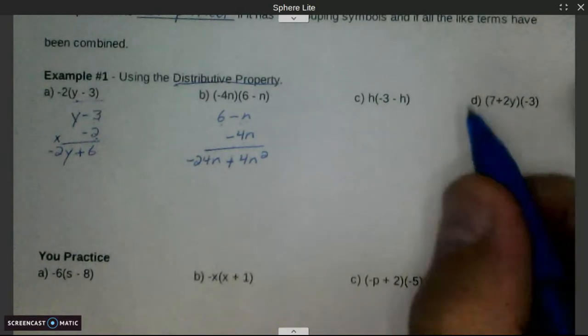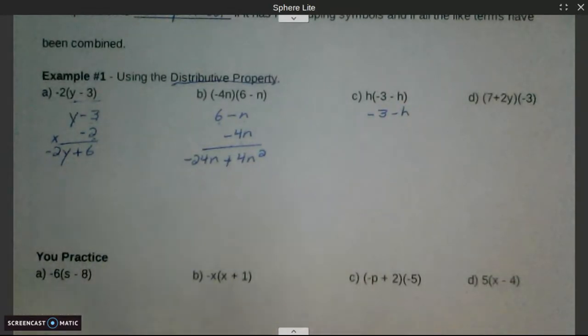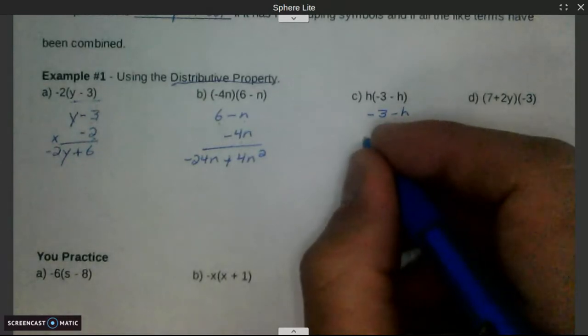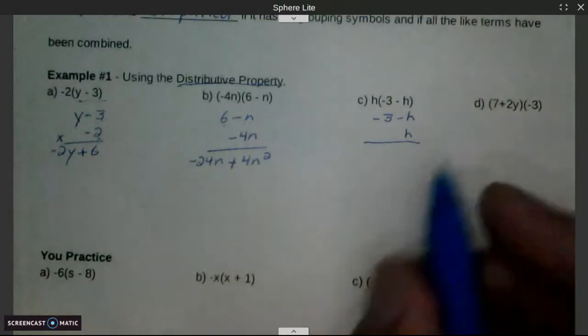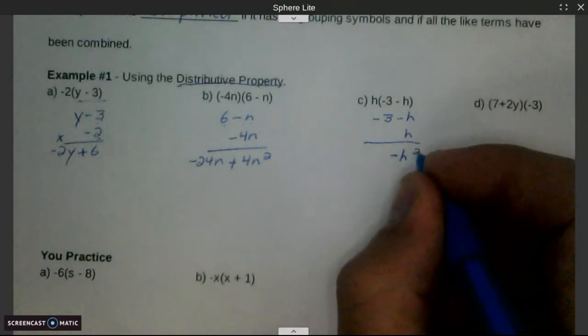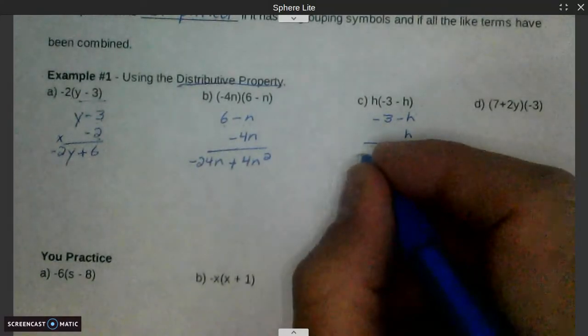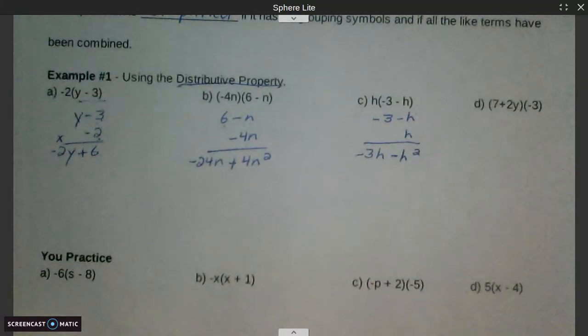If I do the next one, I'm going to take my longer expression, negative 3 minus h, and I'm going to multiply by h. So h times negative h gives us negative h squared. h times negative 3 gives us negative 3h.